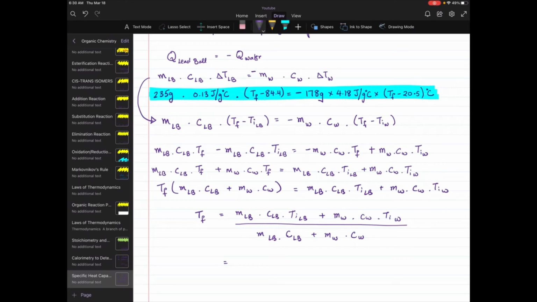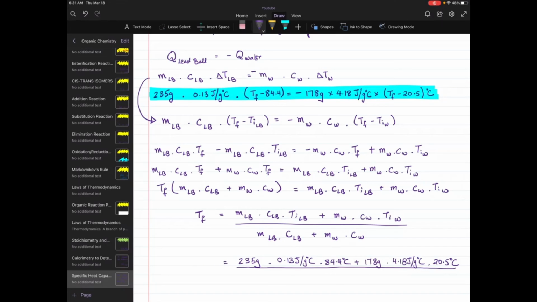So let's plug in the values. Mass of the lead ball was 235 grams. Specific heat capacity was 0.13 joules per gram degrees Celsius, times initial temperature was 84.4, plus mass of water was 178 grams. Specific heat capacity was 4.18 joules per gram degrees Celsius, and the temperature initial was 20.5 degrees Celsius. That is all the values that we have on top.